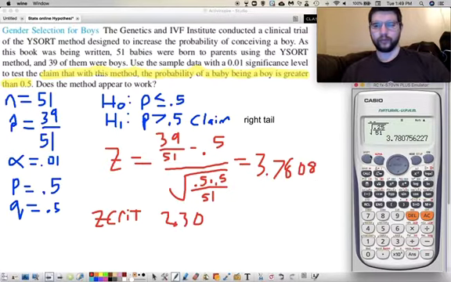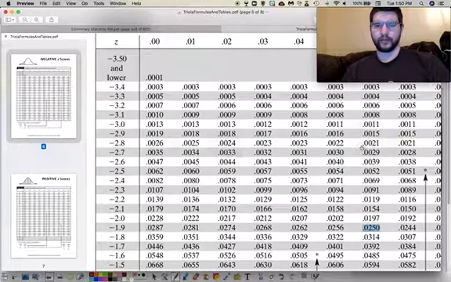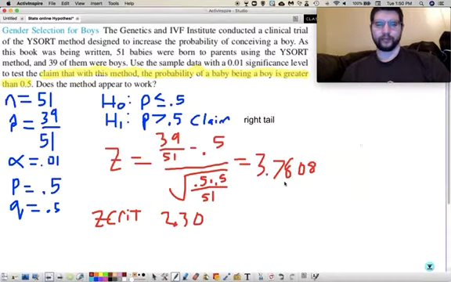Just use an inverse norm. 0.01, 2.33. Let me look back at the Z-chart then. 2.33. Oh wow, yeah, I'm blind. There it is right in front of me. It's a lot closer. So we're going to use 2.33. Sorry about that.